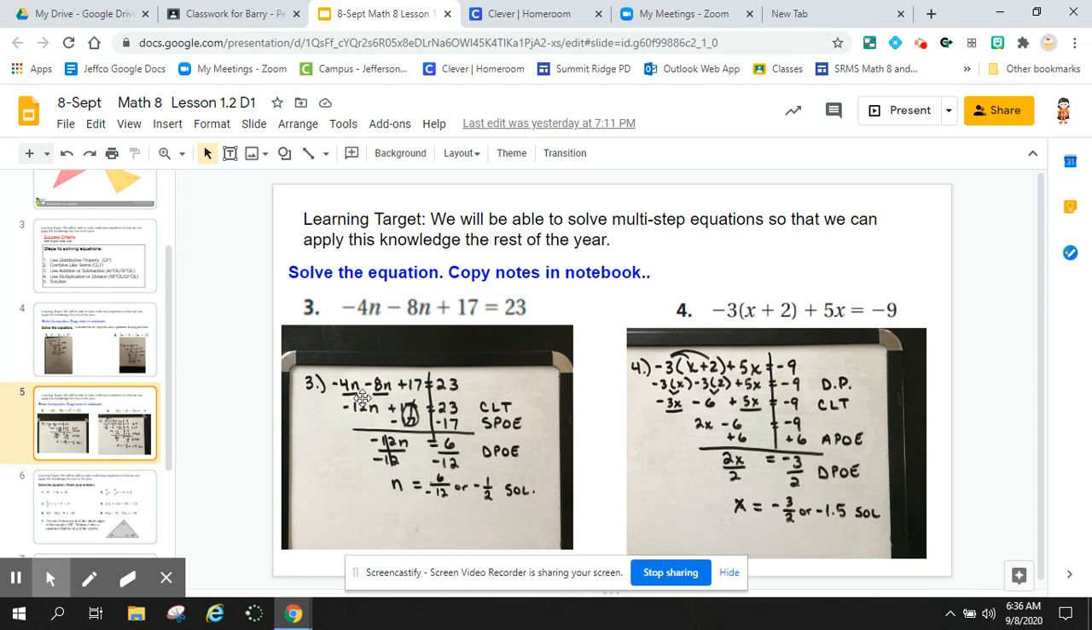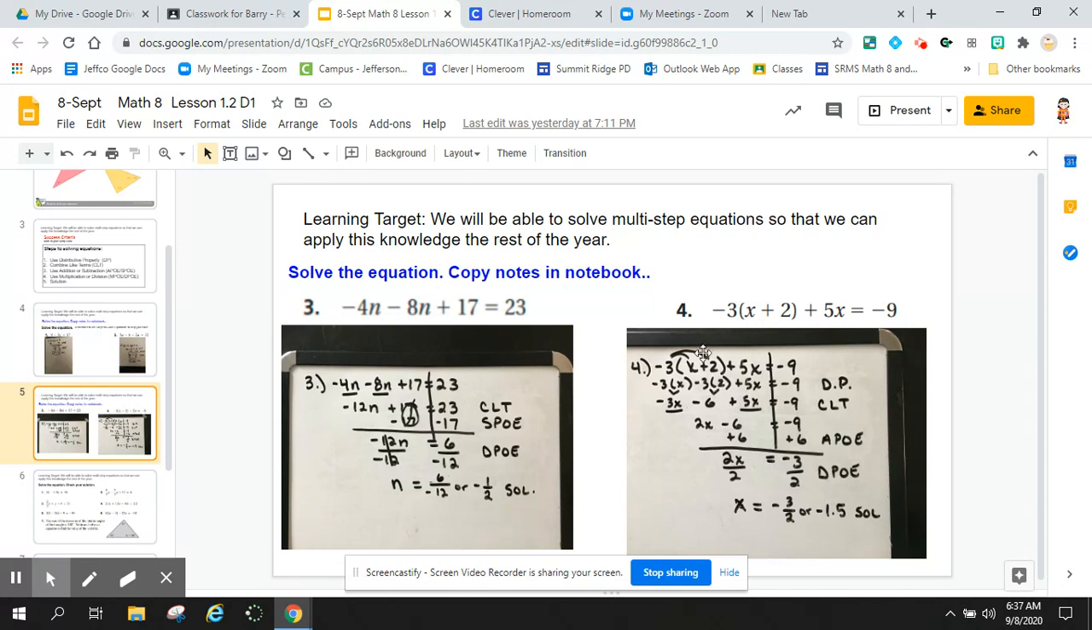I combined the negative 4 and the negative 8 because they both contain an n. Negative 12n. Now I'm going to use a subtraction property because that's a positive 17. Opposite of positive 17 is a negative 17, so I'm putting it on both sides. Subtraction property, simplify. Here I got negative 12 times n. What's the opposite of multiply? Divide. Division property of equality to get you to your solution.